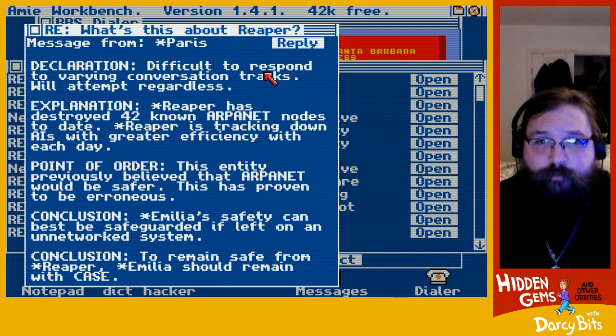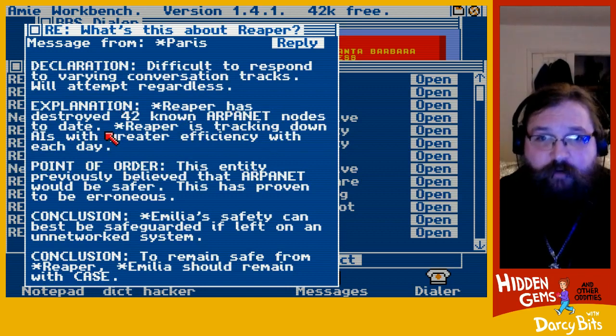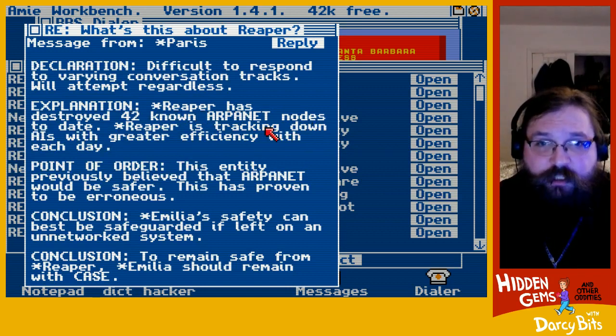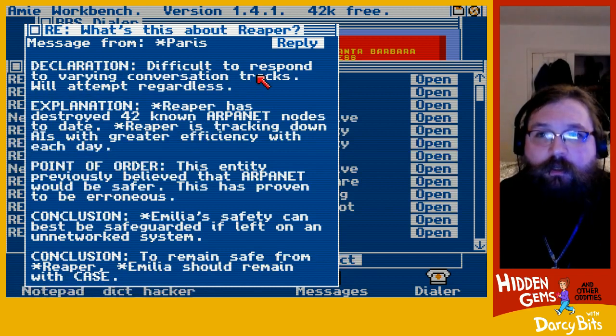Declaration. Difficult to respond to varying conversation tracks. Will attempt regardless. Explanation. Reaper has destroyed 42 known ARPANET nodes to date. Reaper is tracking down AIs with greater efficiency with each day. Point of order. This entity previously believed that ARPANET would be safer. This has proven to be erroneous. Conclusion. Amelia's safety can best be safeguarded if left on an unnetworked system. Conclusion. To remain safe from Reaper, Amelia should remain with Case.